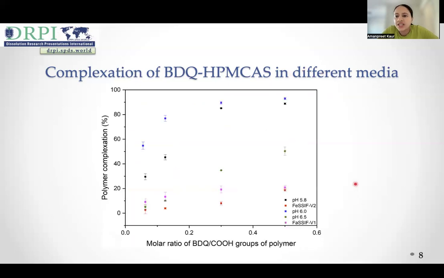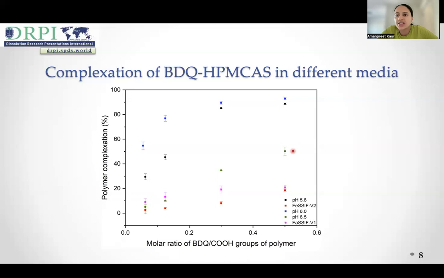This next image depicts percentage polymer complexation when stock solutions containing different molar ratios of bedaquiline to a fixed number of moles of carboxylic acid groups of polymer were added into different media. Each of these points, when viewed vertically, represents 5, 10, 20, and 30% drug loading. We observed 90% polymer complexation at pH 5.8 and 6. When pH was 6.5, percentage polymer complexation was 60% and lower.